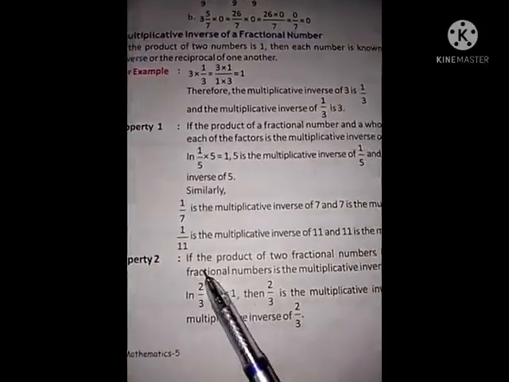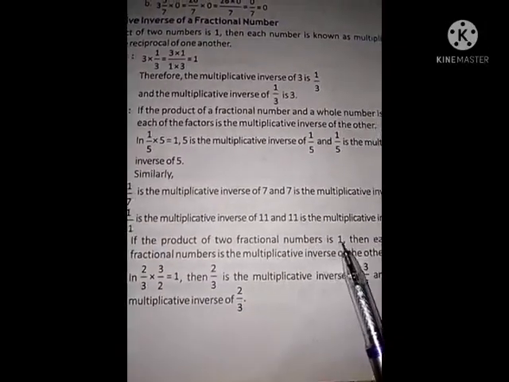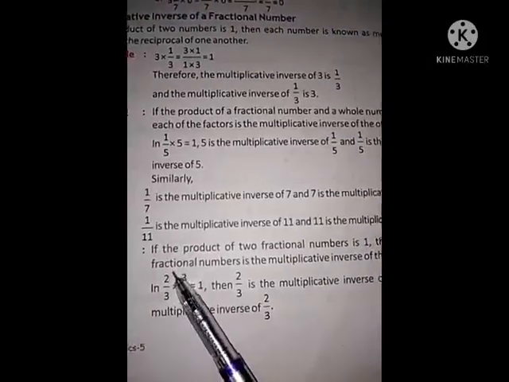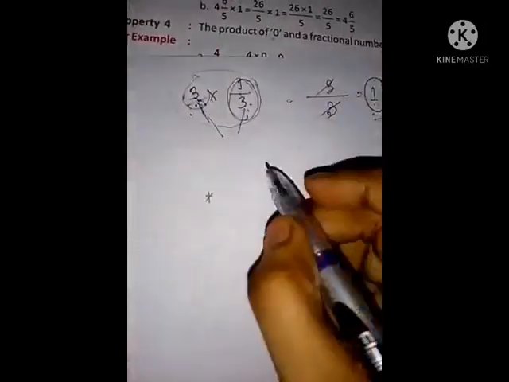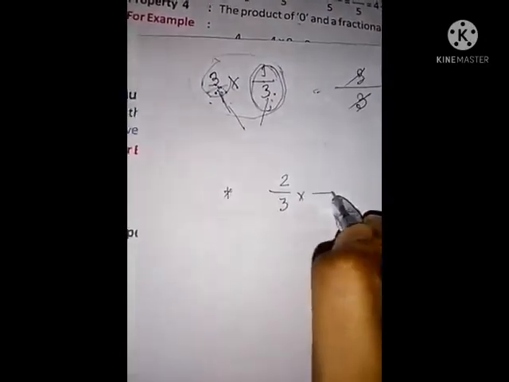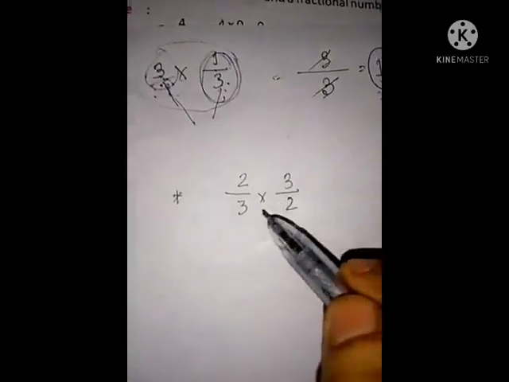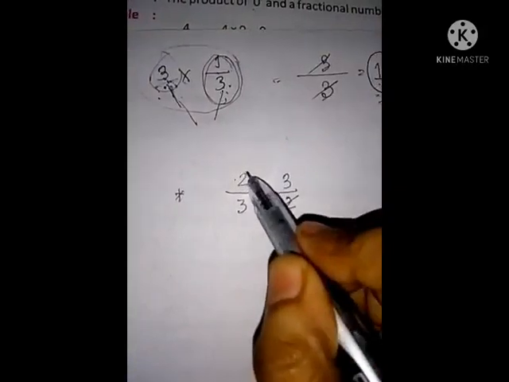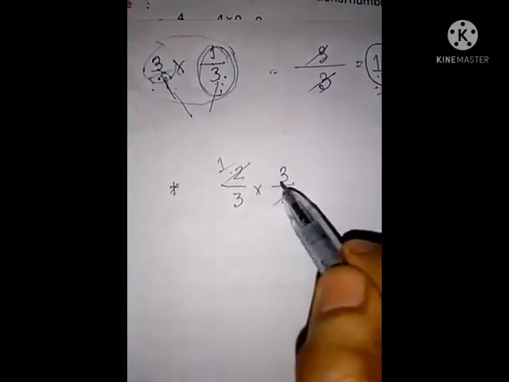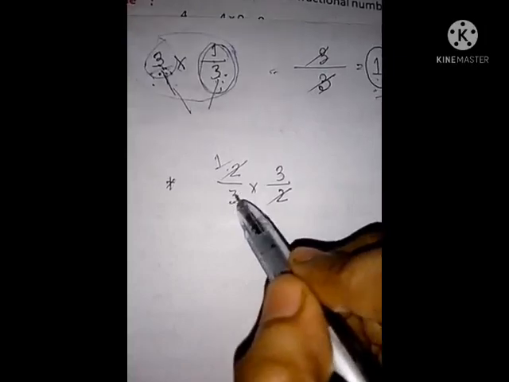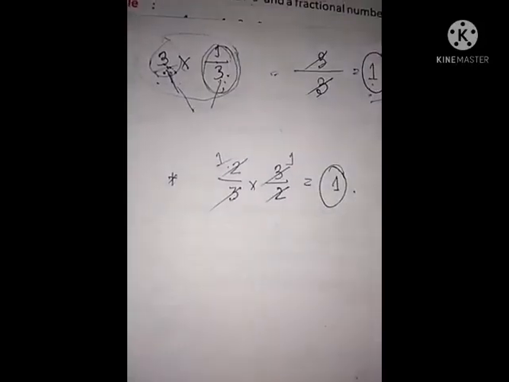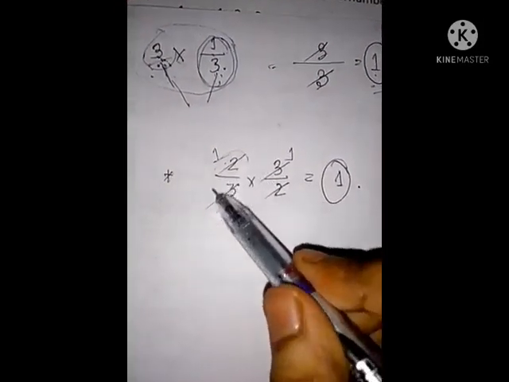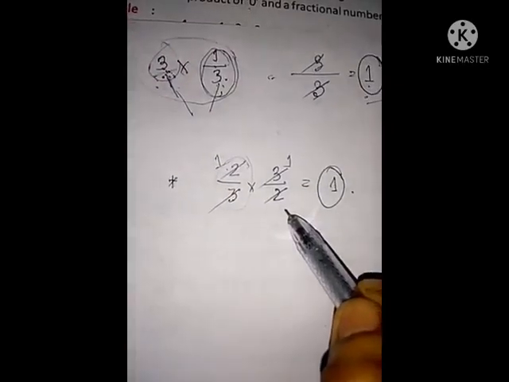Now see property 2. If the product of two fractional numbers is 1, then each of the fractional numbers is the multiplicative inverse of the other. See this. If we multiply 2 by 3 and 3 by 2, what do we get? We can cut these 2 by these 2 because 2 1s are 2, and cut this 3 by this 3, 3 1s are 3, so the result is 1. So the multiplicative inverse of 2 by 3 is 3 by 2. Okay, just a short trick.